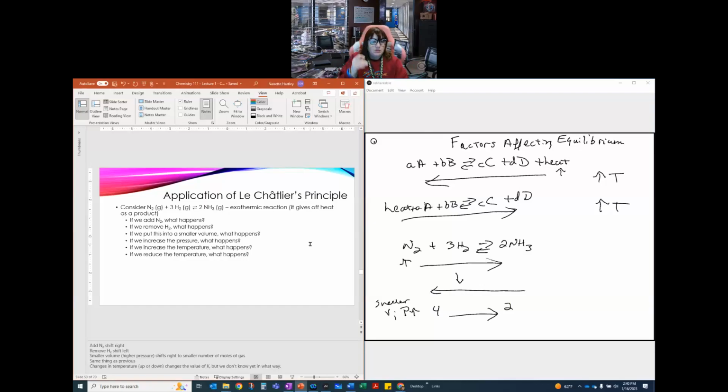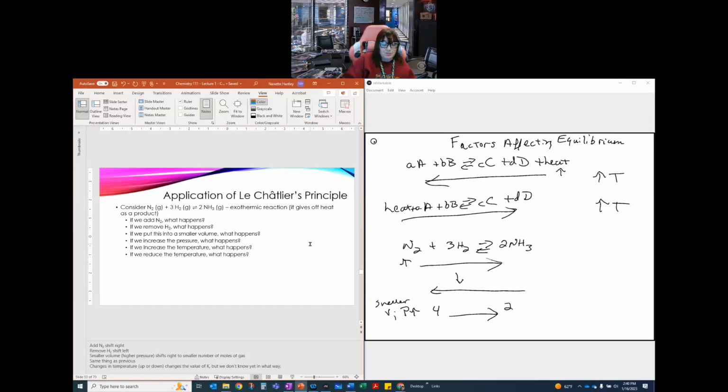All right. If I put it into a smaller volume, we just talked about that. If I increase the pressure, same thing, because we just talked about this. Remember that the volume and the pressure are inversely related. So smaller volume, higher pressure; larger volume, smaller pressure. Okay. So same thing if we increase the pressure.